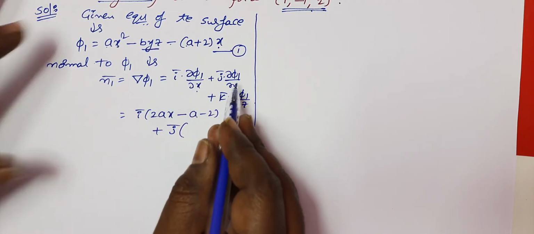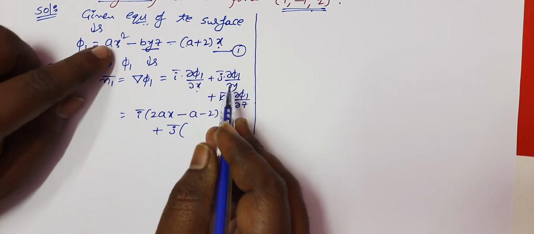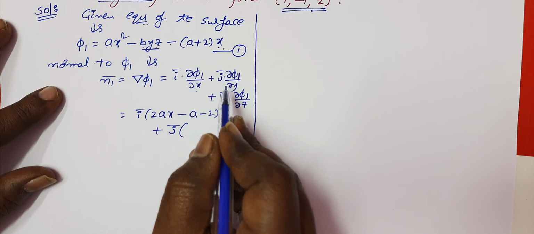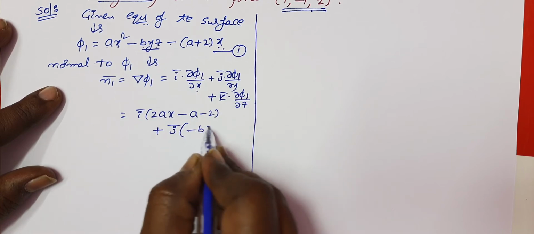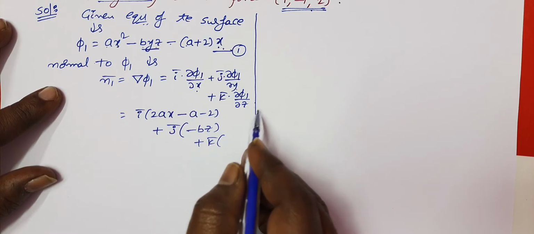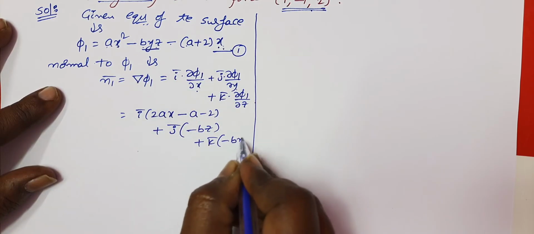now this time we have to take the partial derivative with respect to y. In this case, except y, the remaining are all constant. So first term and last term become 0. Derivative of byz with respect to y is minus bz, plus k bar into, this time we have to take the partial derivative with respect to z. So first term and last term become 0. You will get minus by only.